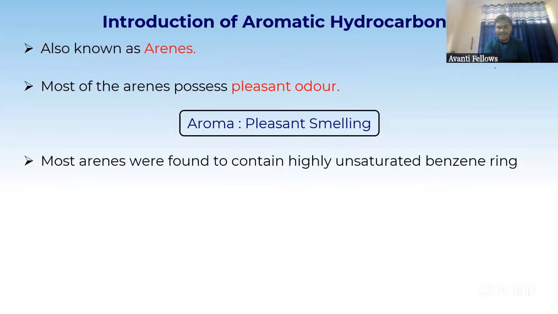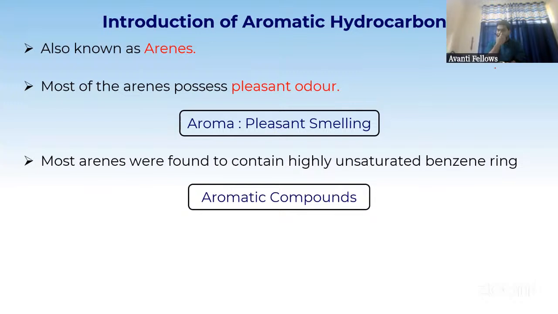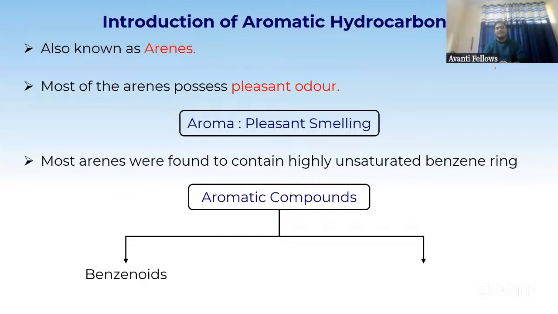Most of the arenes were found to contain a highly unsaturated benzene ring. Now, aromatic compounds are classified as benzenoids and non-benzenoids. This thing we already studied, right? Benzenoid and non-benzenoid. So we can classify aromatic compounds as benzenoids and non-benzenoids.